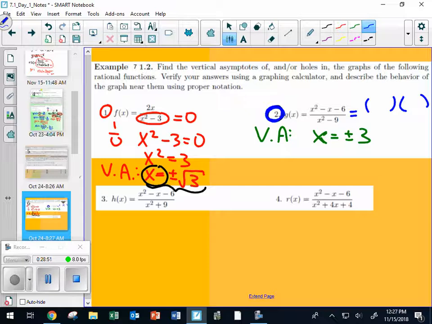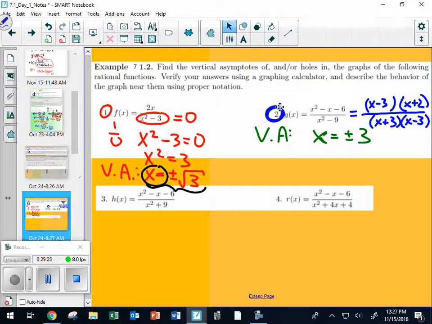So, row 3, person 5. So, easy. Could you tell us what 2 factors you would get out of this? Right, so we get an x minus 3 and an x plus 2. Yeah, so if we look at the bottom, you can also factor out the bottom there. And you get x plus 3 and x minus 3.